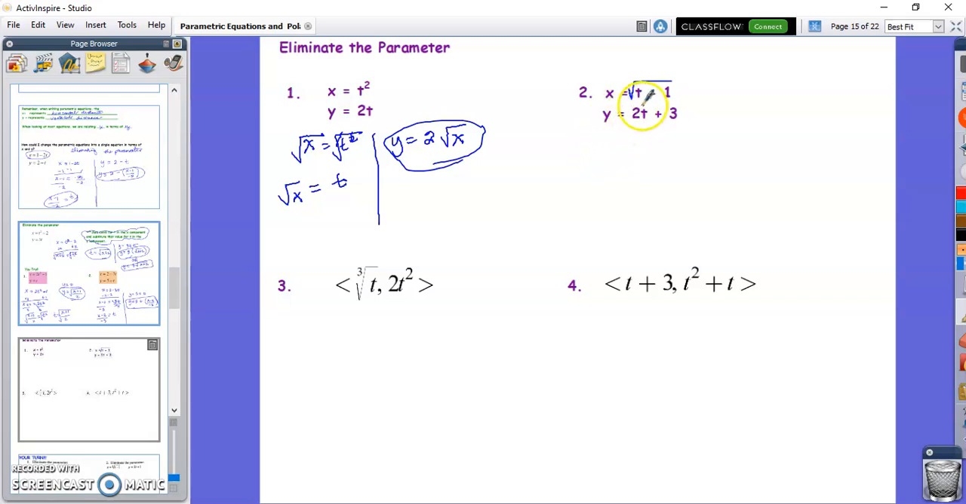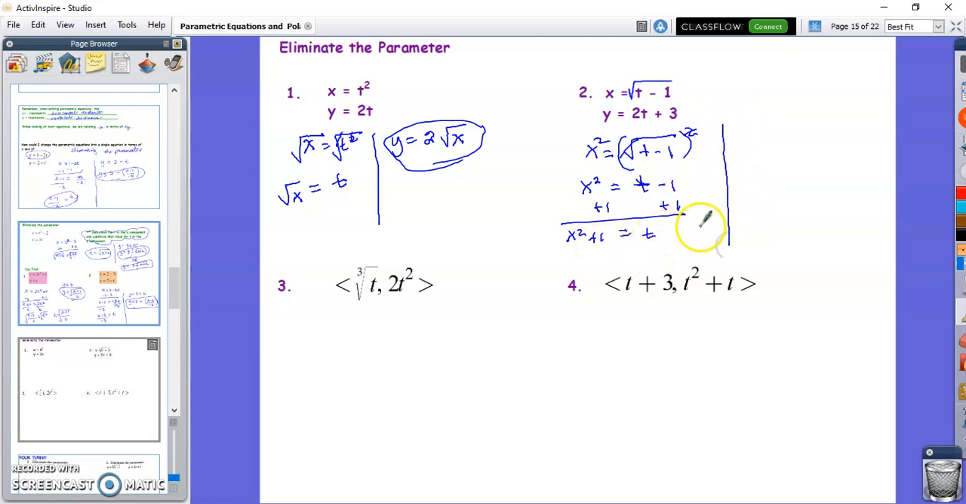Number 2, x equals the square root of t minus 1. Since I'm solving for t, the plan is to get rid of the square root first. So I'm going to raise both sides to the power of 2 so that I can cancel this out. So I will have x squared equals t minus 1, canceling my square root. Then solving for t, I'm going to add 1 on both sides. I will have x squared plus 1 equals t. So that's going to be my t.